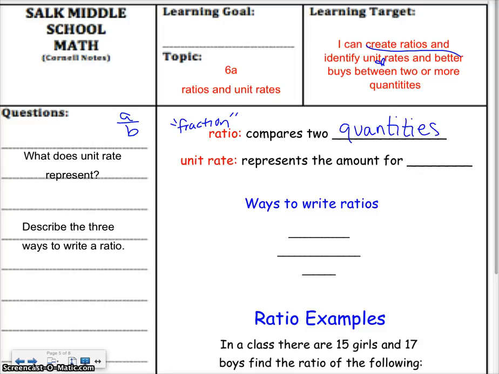Typically we're used to it comparing numbers, but it can be cat to dog. Okay? It can be anything. It can be girls to boys, teacher to students, iPads to iPhones, Samsung to iPhones. It can be anything. And a unit rate represents how much for one.